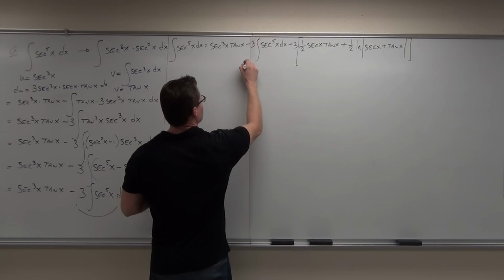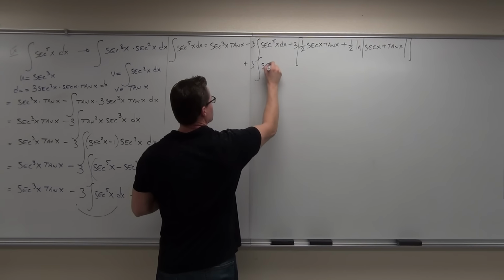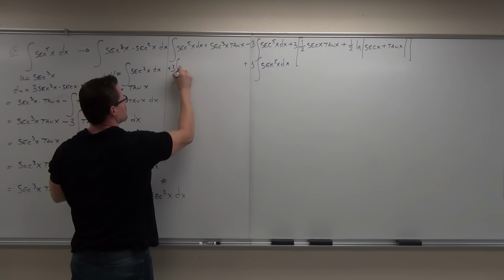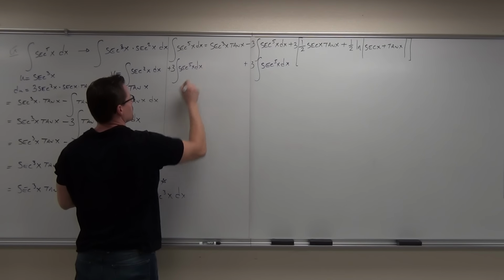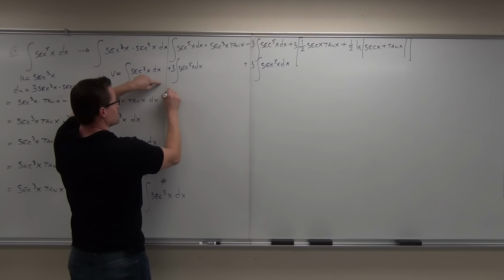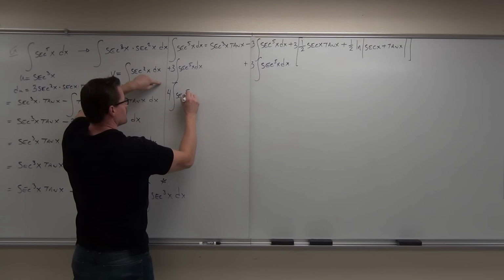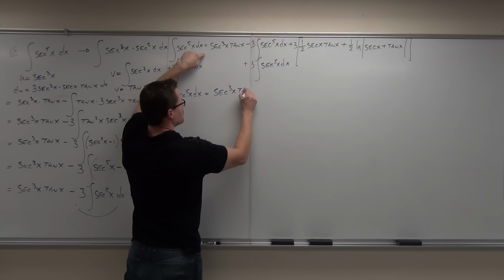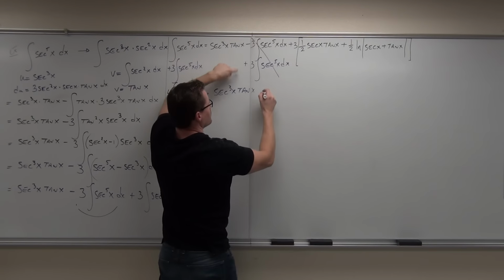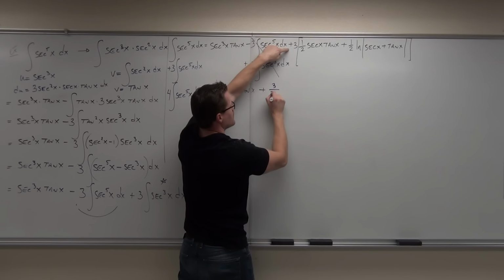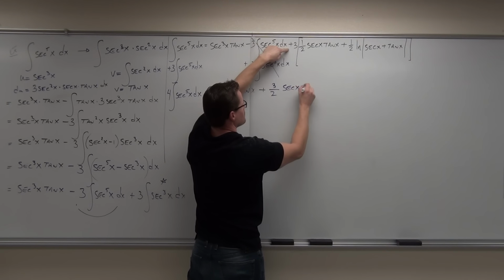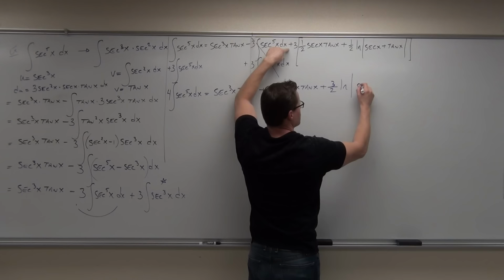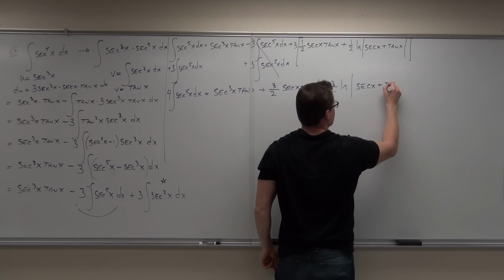If we add 3 integral secant to the 5th power x dx, it's an equation. Just add it over here. Then I end up getting, how much is here? 4 integral secant to the 5th. Over here I've got secant cubed x. That's right. This is gone, I added it. Plus, I'm going to distribute this: 3/2 secant x tangent x plus 3/2 ln absolute value secant x plus tangent x.